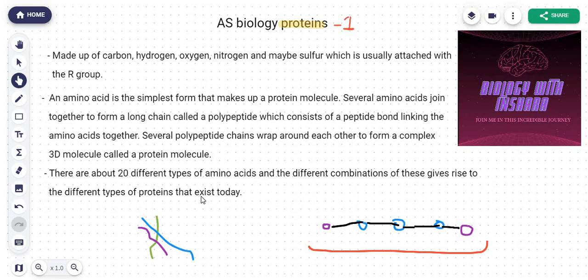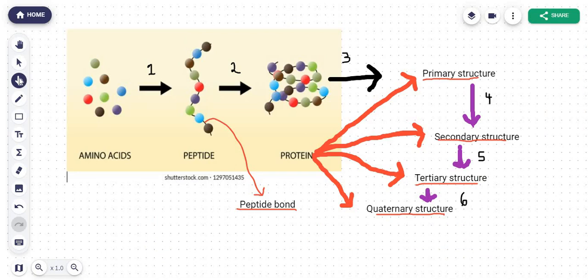But what I'm trying to say is that 20 different amino acids means many different types of proteins, and that's how, like, the words in English we have. For example, there are many letters, and their different combinations give rise to the different types of words that exist. Okay, so this is a diagram that you have in front of you that's explaining how protein is made.